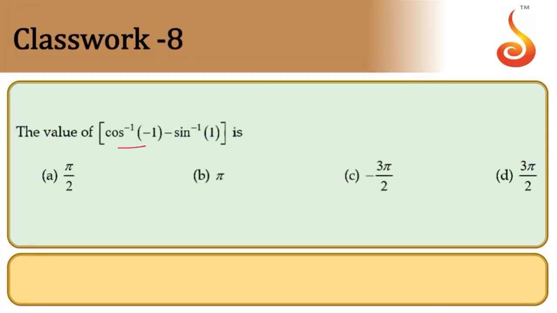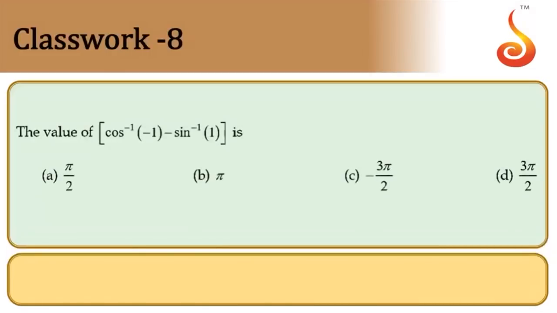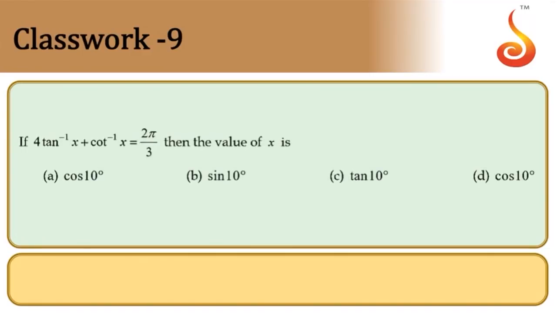So pi by 6. Coming to the 8th one, cos inverse of minus 1 is equal to pi and sine inverse of 1 is equal to pi by 2. Pi minus pi by 2 is equal to pi by 2, which is the required answer.